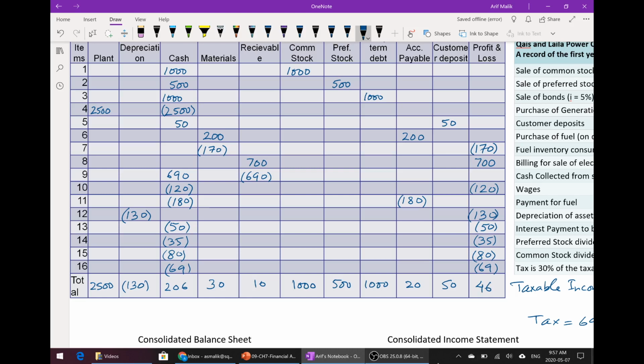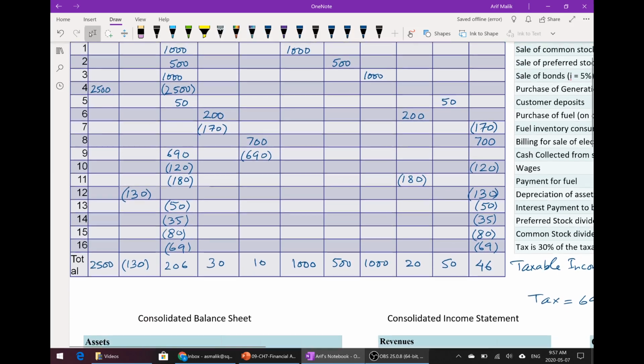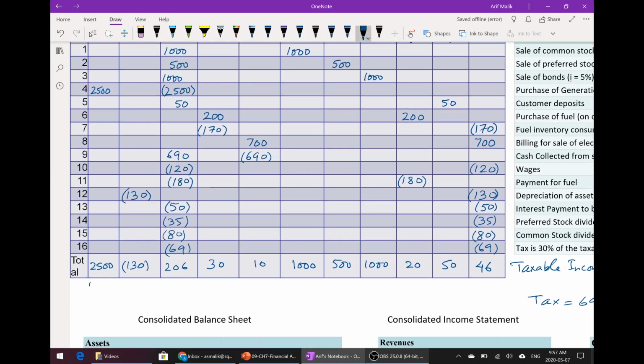Now the assets must be equal to the liabilities plus owner equity. So if you add over here up to here, this is assets, this becomes 2616, and from here to here again it is 2616. So we have a balance sheet balanced.